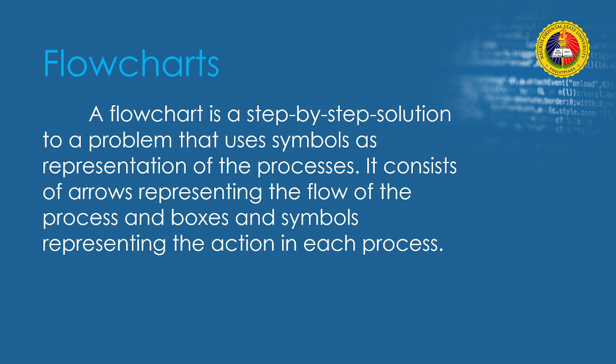So let's start with flowchart. A flowchart is a step-by-step solution to a problem that uses symbols as representation of the processes. It consists of arrows representing the flow of the process and boxes and symbols representing the action in each process. So basically, a flowchart is like creating an instruction, diba? Just like in your assignment last week. But this time, you are going to create the instruction with symbols.